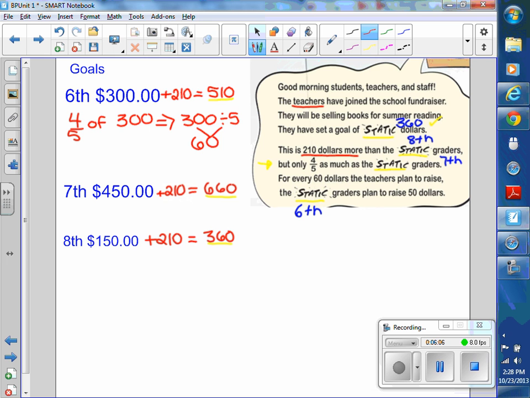So I've divided my 300 into 5 equal parts. Imagine that there's a little line here, and it's divided into 5 equal parts: 1, 2, 3, 4, 5. If this is my 300, one of my parts is 60. That's 1/5 here. How much is 4/5?